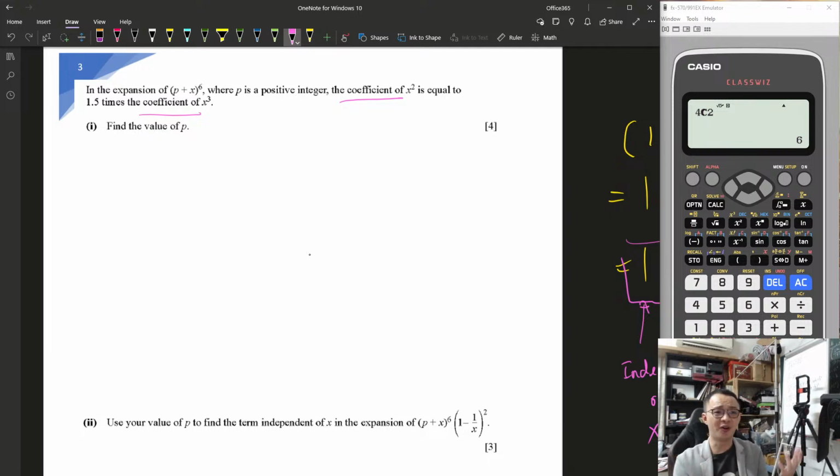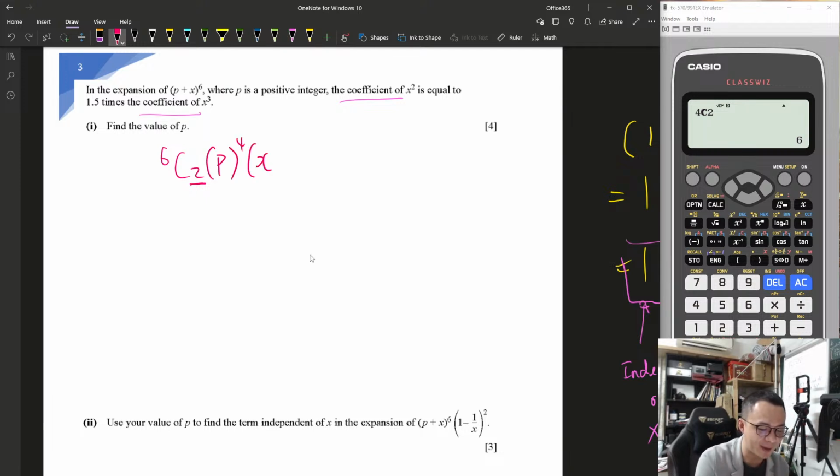So I just need to form the equation. If I want to get the coefficient of x power of 2, I will just do 6c2. Some students might ask, sir, how do you get 6? Because the power n is 6. How do you know it's 2? Because x is over here, this is x power 1, so I want the b term to have power 2. This is the reason why my r must be 2. So the first one is p, 6 minus 2 is 4. Then this is x power of 2.